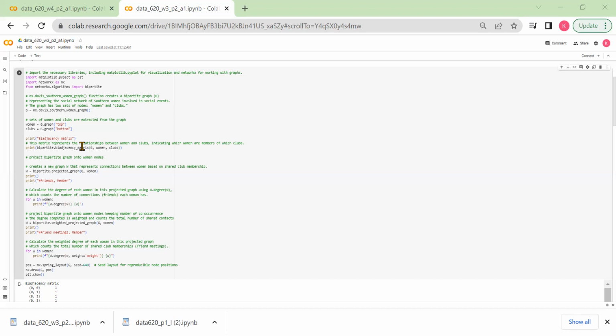The second projection creates a weighted projected graph W that represents connections between women based on the number of shared club memberships. It calculates the weighted degree of each woman in this projected graph using W.degree, which counts the total number of shared club memberships. Then we can see the degree of women in both projections, indicating the number of friends and the number of friend meetings for each woman.